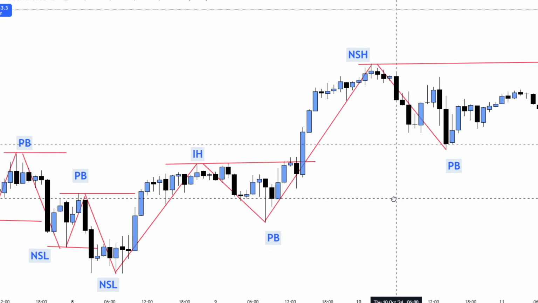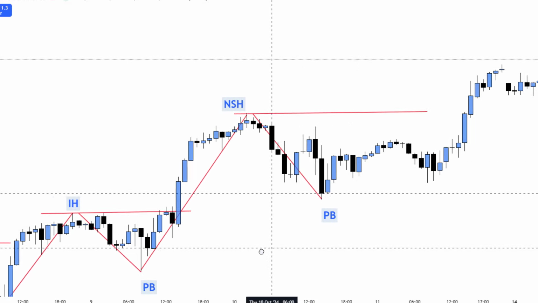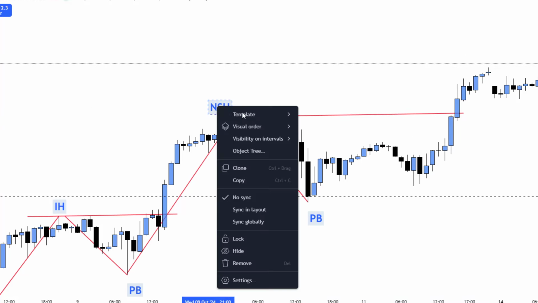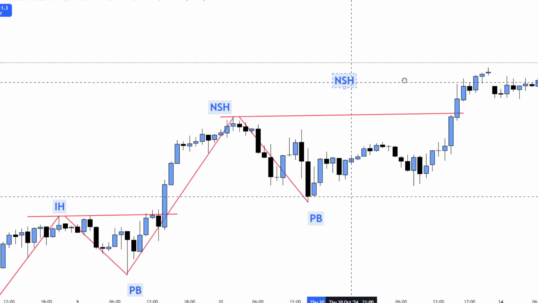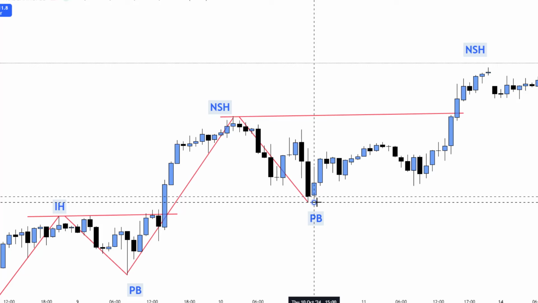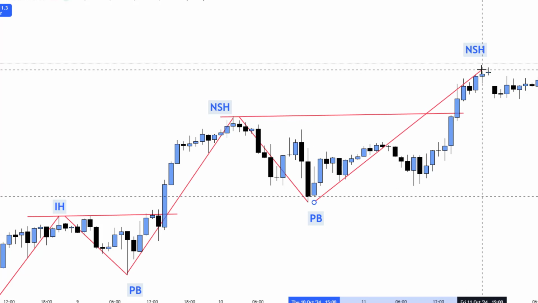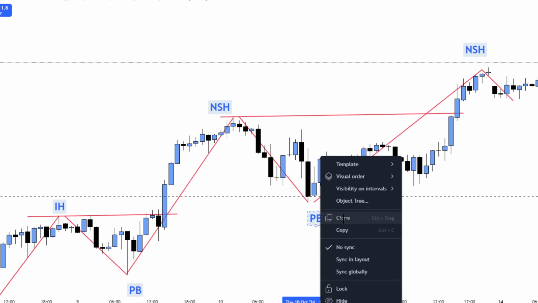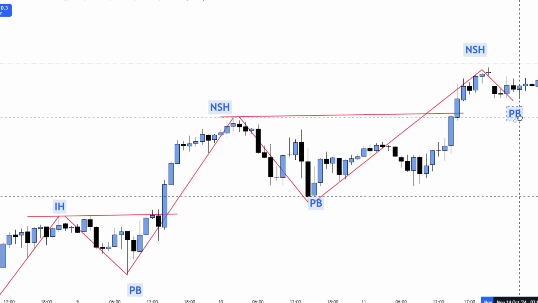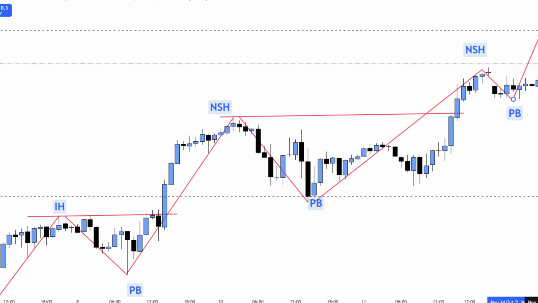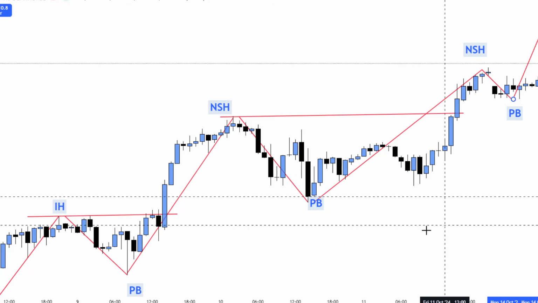If we pull the charts along, you can see that we get a break and close here. So now we've got this new structure high up here, and this just continues on and on. We get this new structure high, we get this pullback, then a new structure high, pullback, new structure high, pullback, and so on. So we've confirmed that we've got this bullish bias in the market.